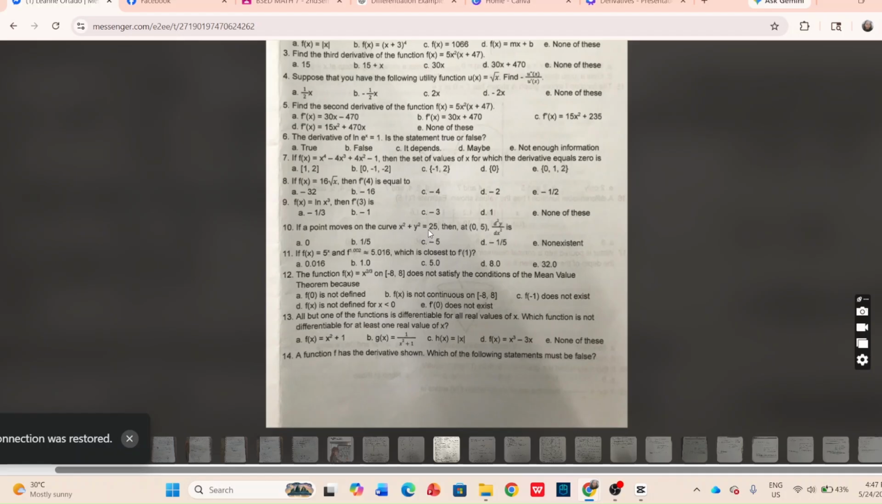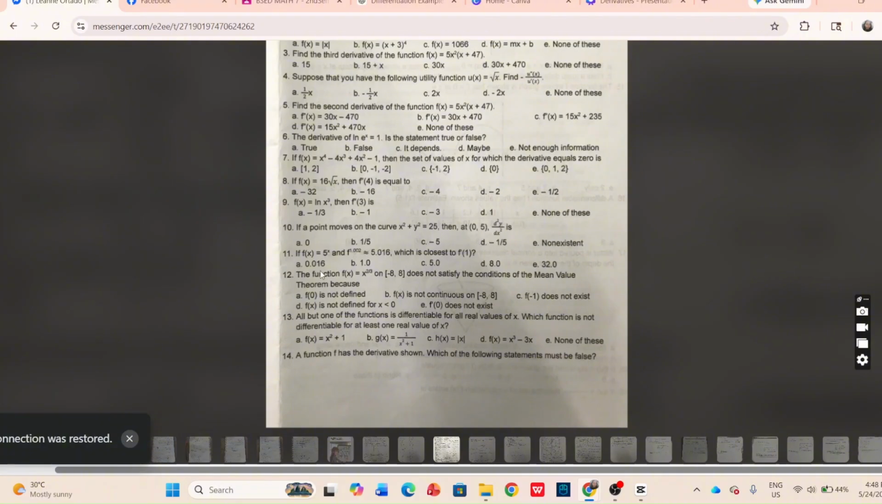And then we will differentiate it again. So y double prime equals negative y minus x y prime all over y squared. And then at 0, 5, we're simply substituting 0 and 5 to the second derivative. We have obtained negative 5 over 25. And then negative 5 divided by 25 can also be negative 1/5. So our answer for number 10 is simply letter D.